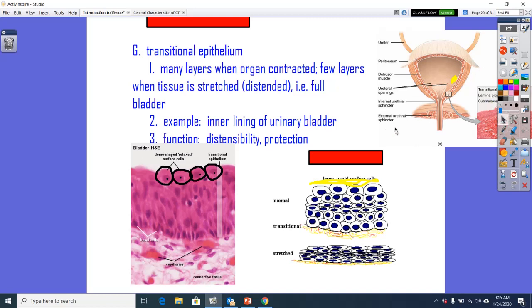That ability to stretch and relax is called distensibility. If a bladder is distended, it is very full. And that's protective for that organ because it has to have a lot of volumetric change as the bladder fills and empties over and over again.